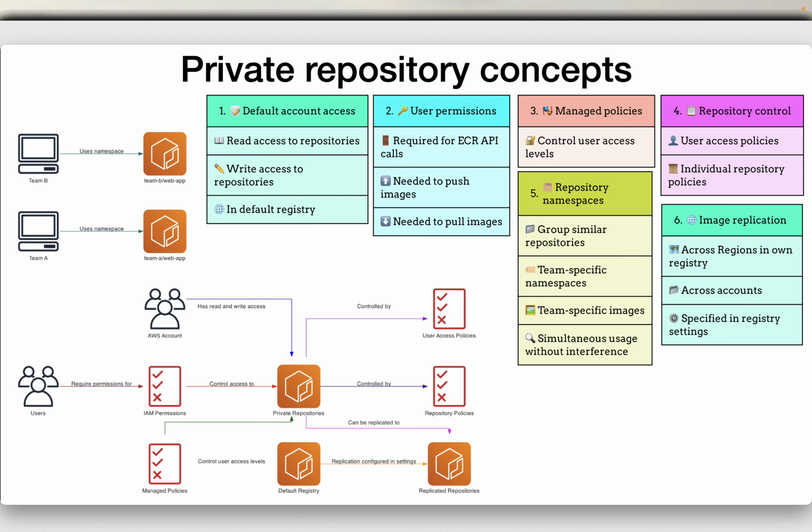Your images can be replicated to other repositories across regions in your own registry and across accounts. You can do this by specifying a replication configuration. So there is something called replication configuration in the registry settings.